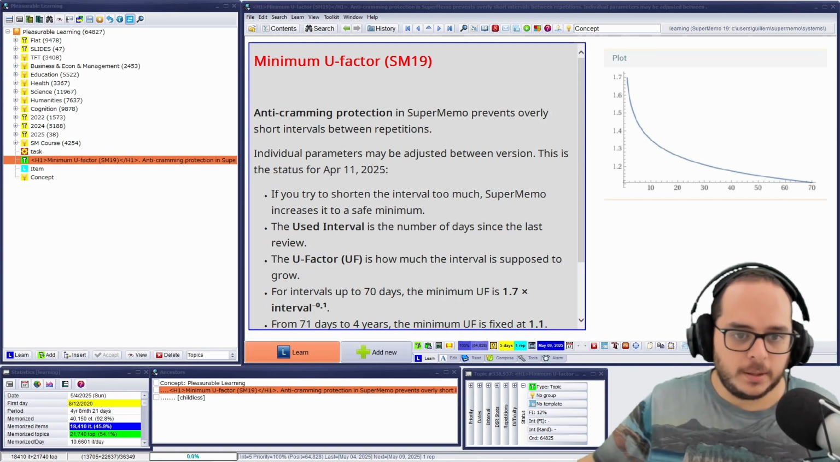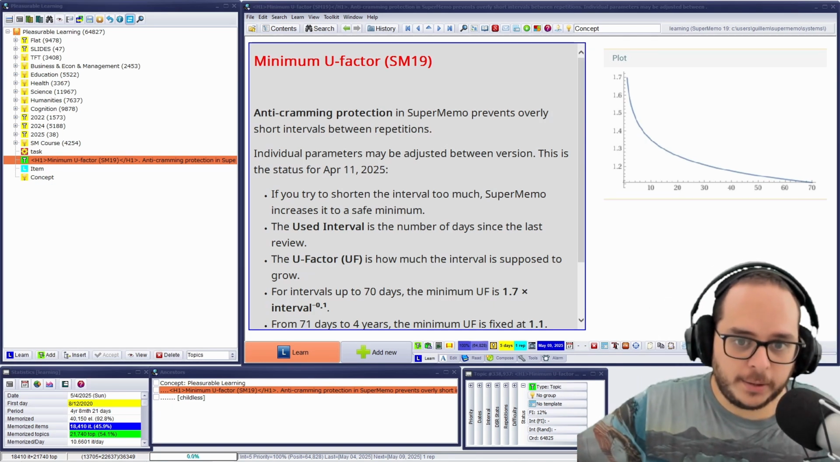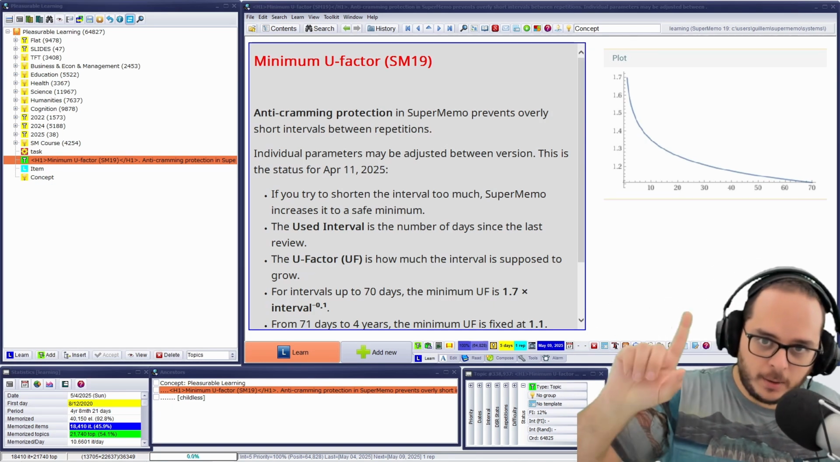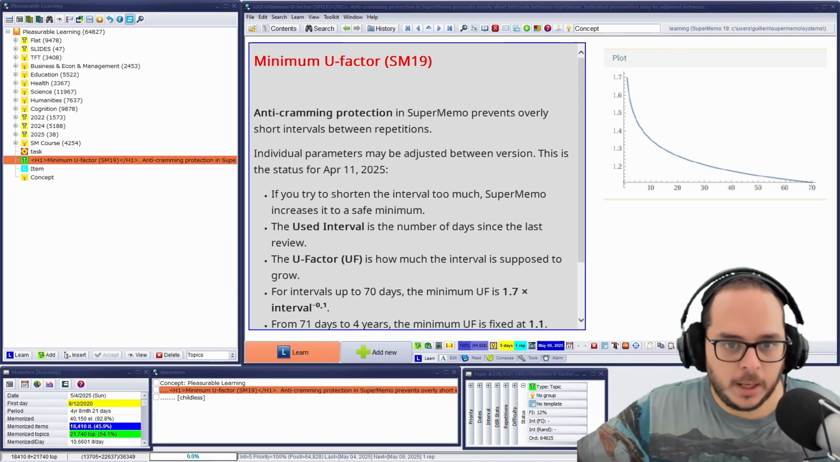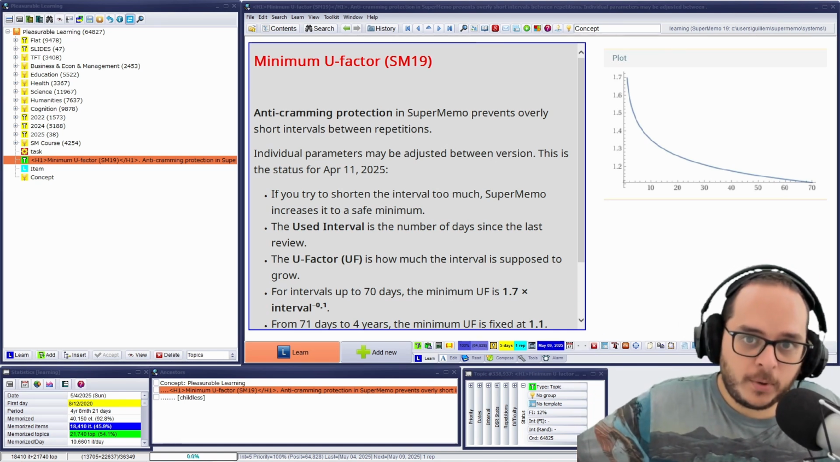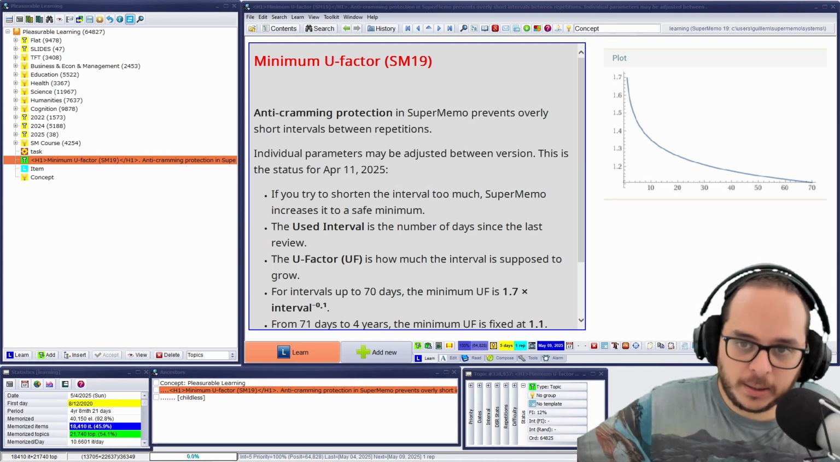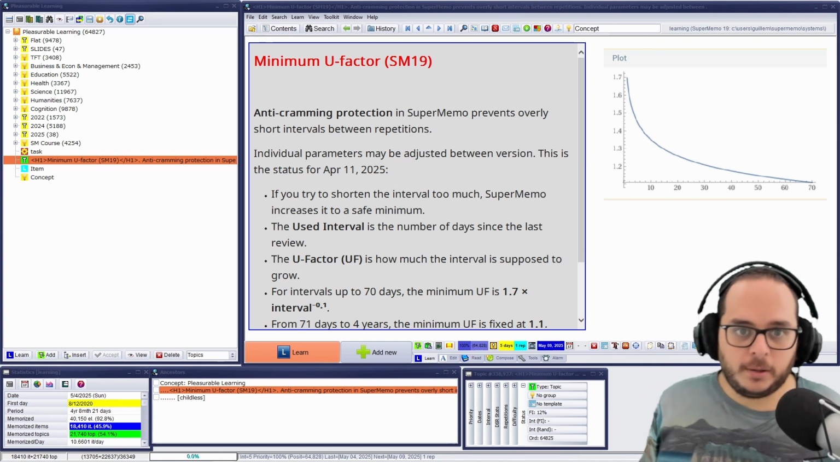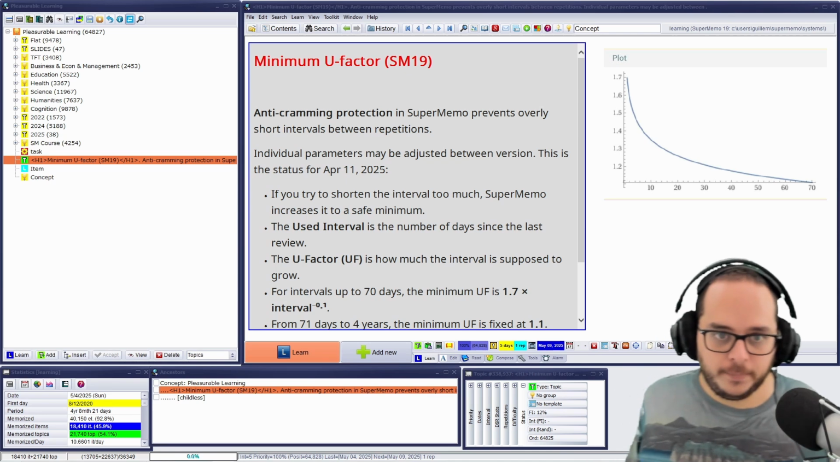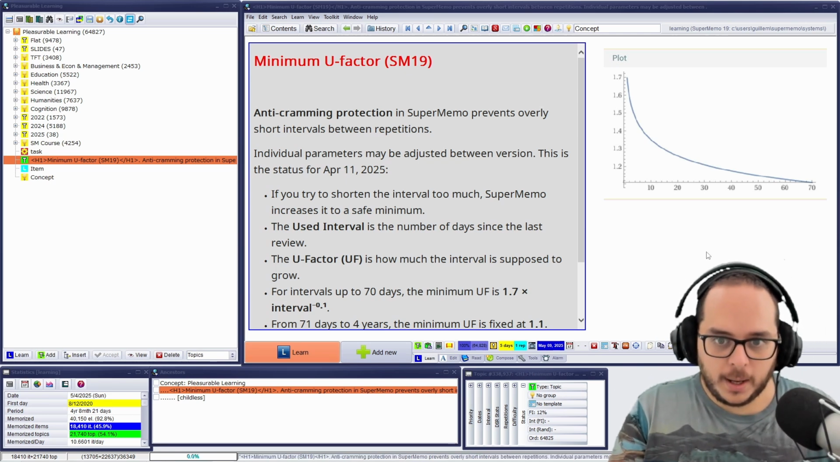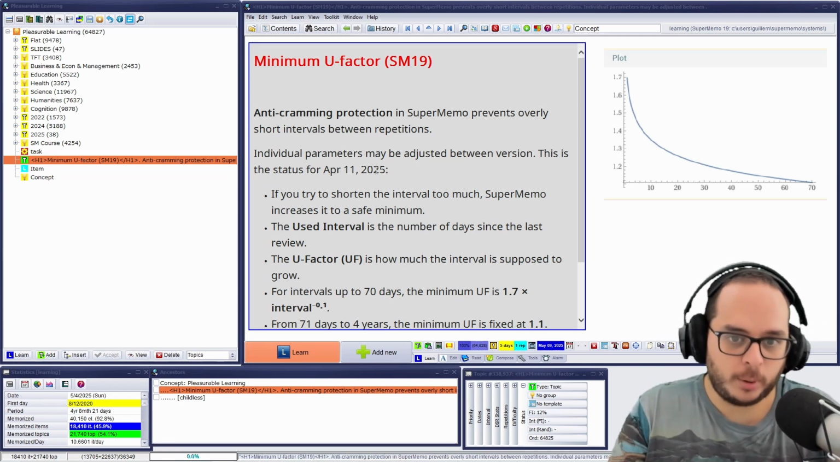Incremental readings. So you know what's the A factor? In case you don't know, watch the link in the corner. Then, in SuperMemo 19, what's called the minimum U factor has been introduced. It's just to prevent cramming. It's an anti-cramming protection, and it was introduced in April 2025.